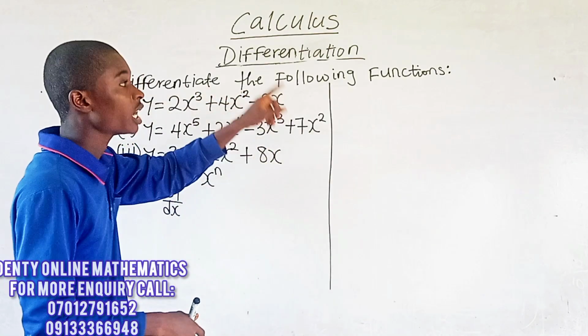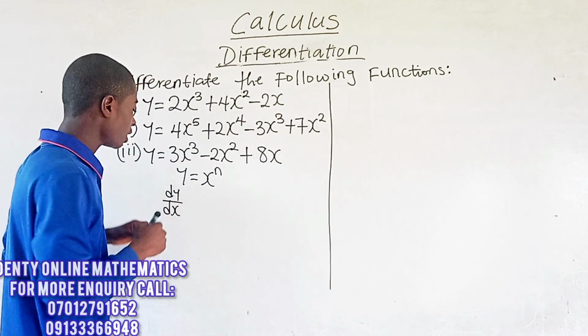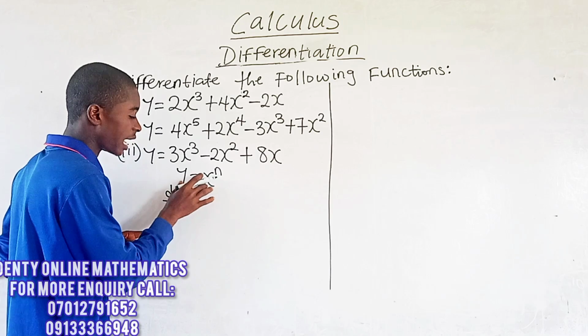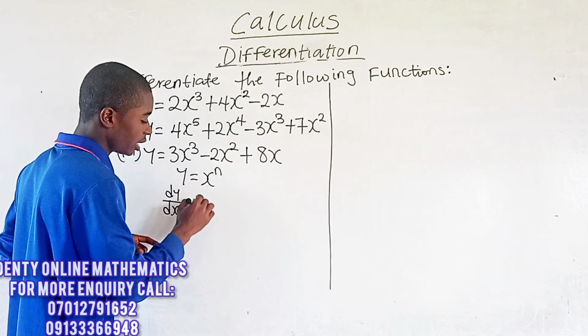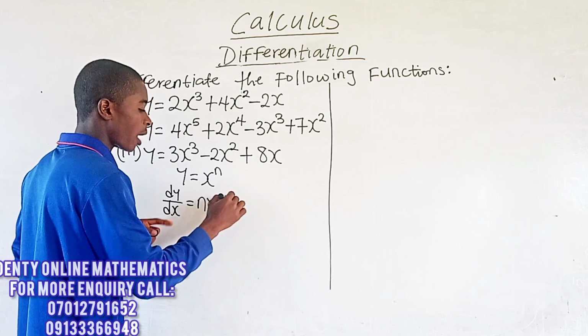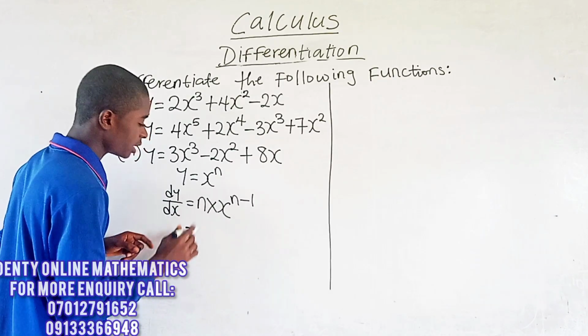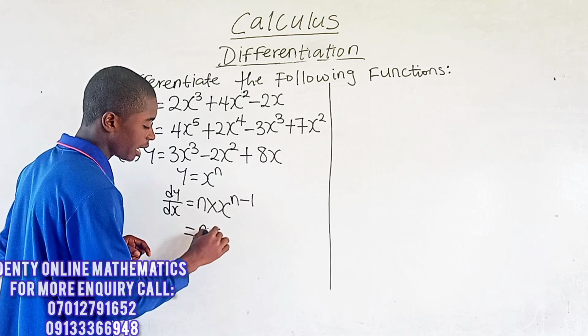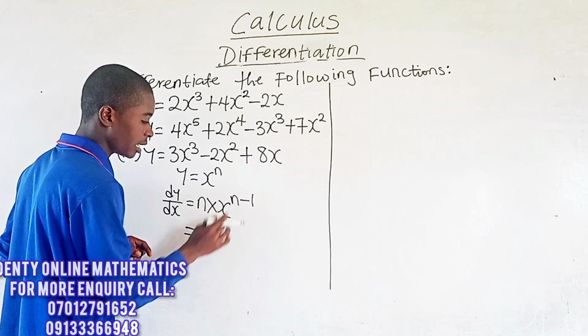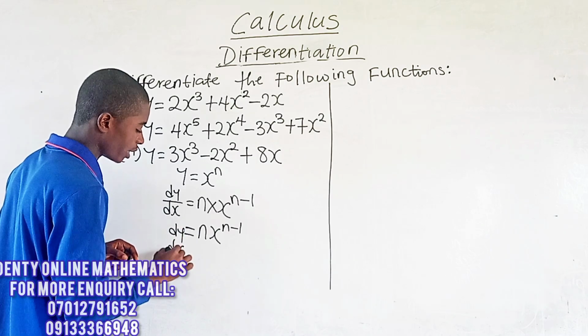Remember, we have to differentiate the following functions, so it's not wrong if we put dy/dx. Now the dy/dx of a function that looks like this is equal to this n coming down, times this x, to the power n minus 1. This is the same as n times x, so nx to the power n − 1. And that is your dy/dx.